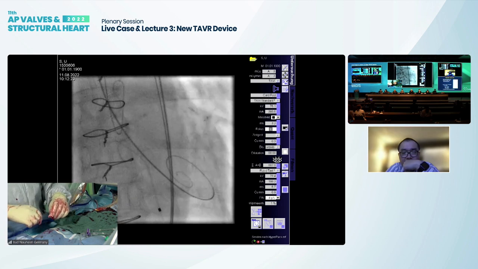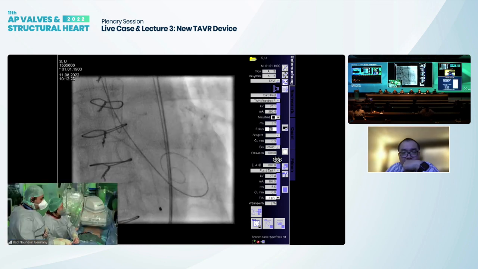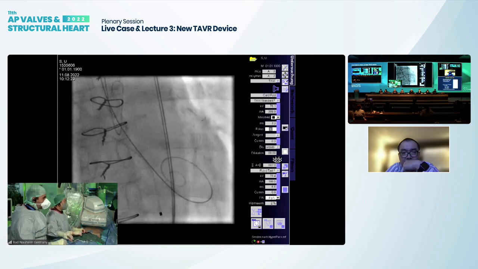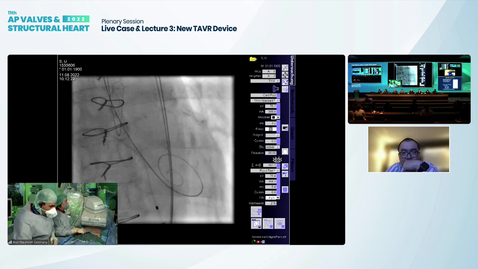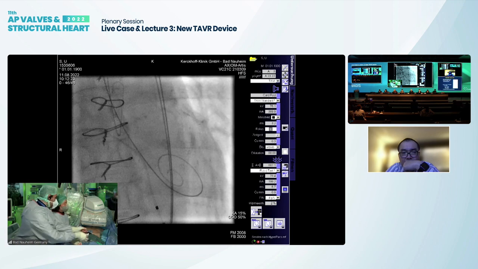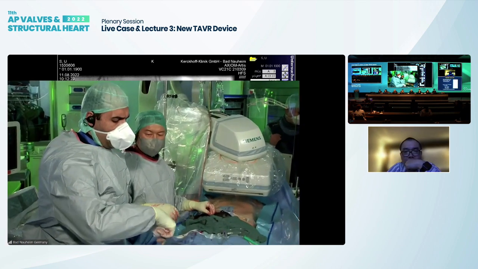So now we insert, this is what we did not mention, the Safari wire. We predominantly use size S in smaller persons. Sometimes the XS is useful.